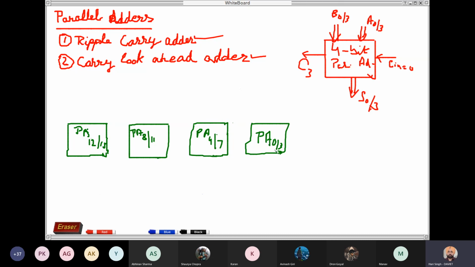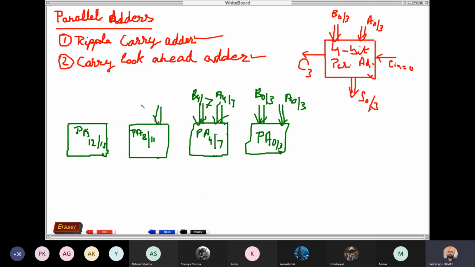Okay, so now inputs to the first adder will be A0 to A3, B0 to B3, then the second adder inputs will be A4 to A7, and B4 to B7. Okay.